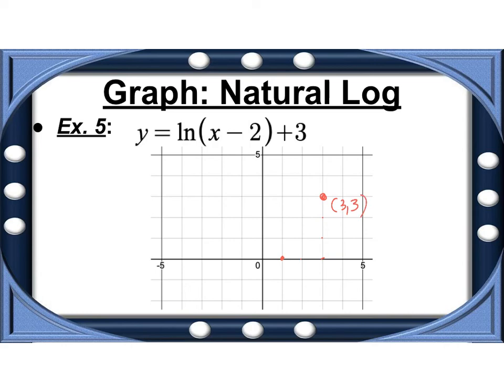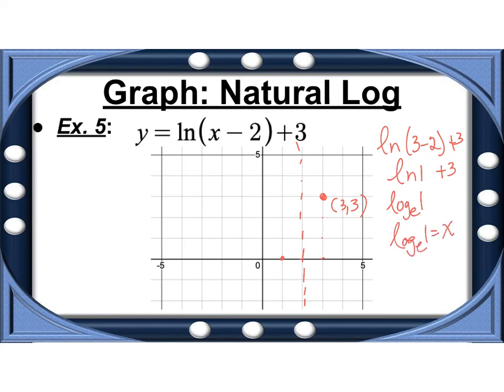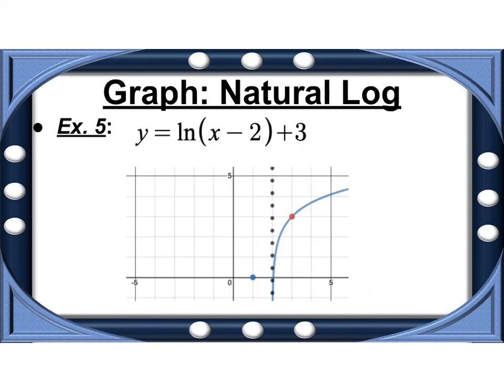I'm going to move my asymptote. It's going to go to the right 2. And let's check our point, make sure we did that right. So ln of 3 minus 2 and then plus 3. So ln of 1 and then plus 3. Well, ln of 1 is log base e of 1. So log base e of 1 equals something. E to the something equals 1. Well, that something can only be 0. So this whole thing is 0 plus 3 is 3. And then we have our log graph, so we're just going to draw it like that. And there you have it.